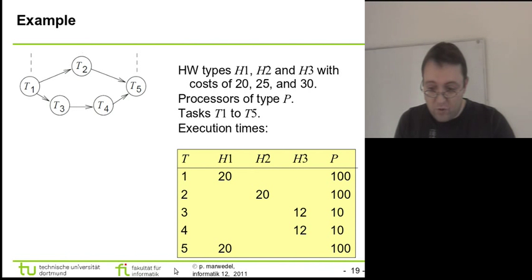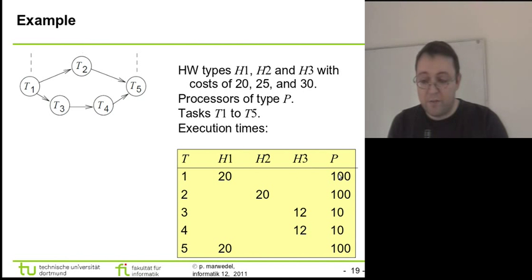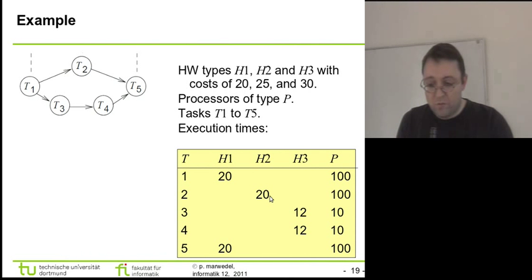For task 1, on hardware 1, we have an execution time of 20. For task 1, on the processor, we would have an execution time of 100. Again, for task 2, this can be executed on hardware unit 2 with a cost of 20, or on the processor again with a cost of 100.